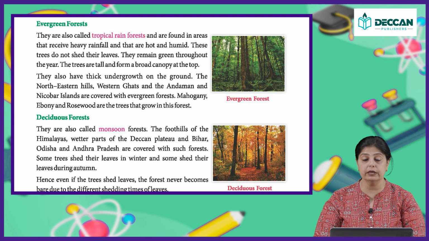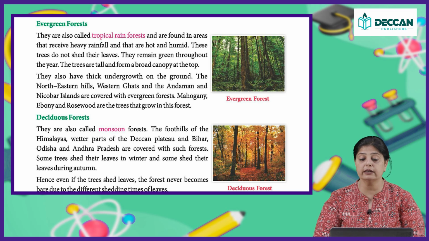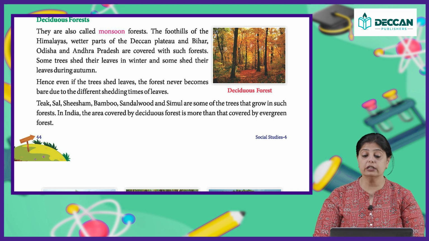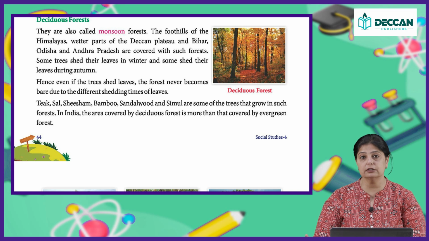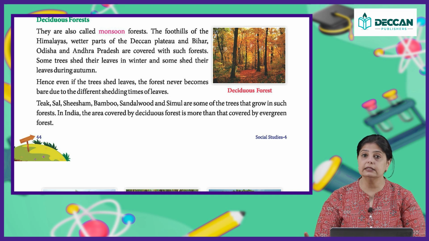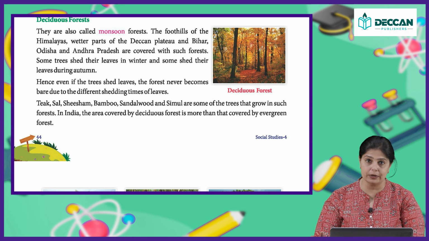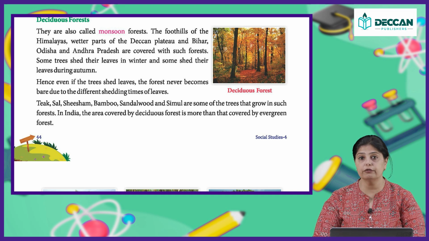Some trees shed their leaves in winter and some shed their leaves during autumn. So, in deciduous forest, some of the trees do shed their leaves, some during winter time and some during the autumn time, that is before the winter. Hence, even if the trees shed leaves, the forest never becomes bare due to the different shedding times of the leaves. Because the shedding time varies, the forest is never bare. There are always leaves on the trees. Teak, sal, shisham, bamboo, sandalwood and simul are some of the trees that grow in such forest. In India, the area covered by deciduous forest is more than that covered by evergreen forest.